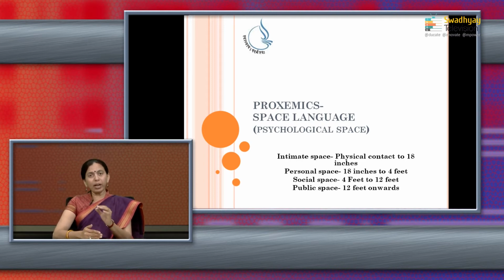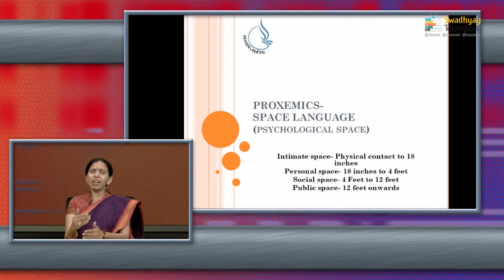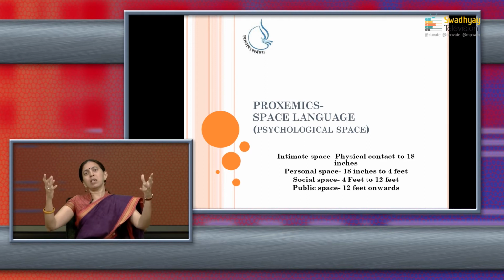That means, when two individuals share personal relationship, it is neither social nor public, it is personal. I know him personally, I am associated with her personally. So, when there is a personal relationship, it is from 18 inches to 4 feet. Now, the third is social, that is from 4 feet up to 12 feet. Now, 4 feet to 12 feet, yes, socially we are associated, maybe neighbors or maybe professionally working together, colleagues and all that. And after 12 feet up to one can see or maybe hear, that is public space.